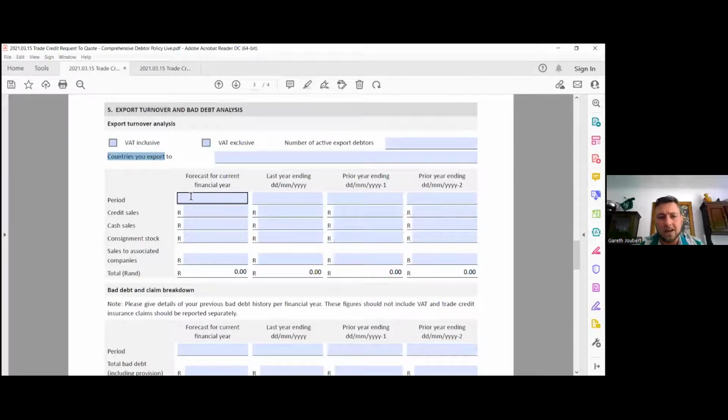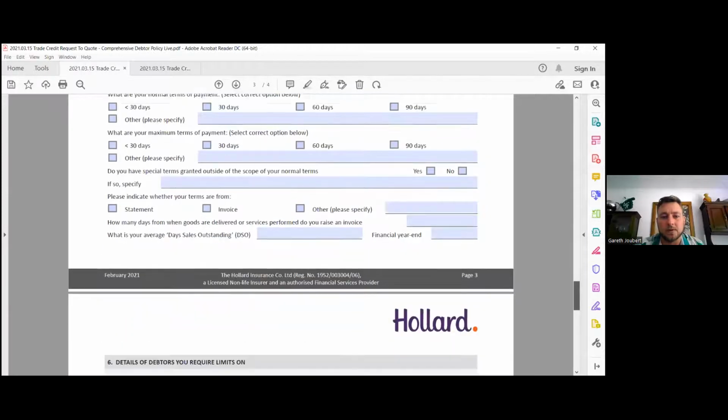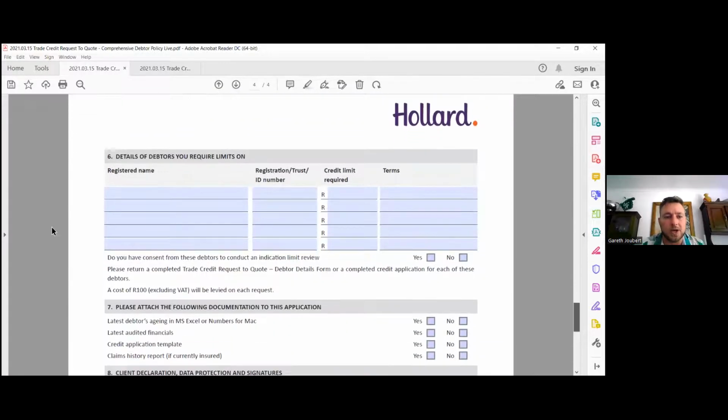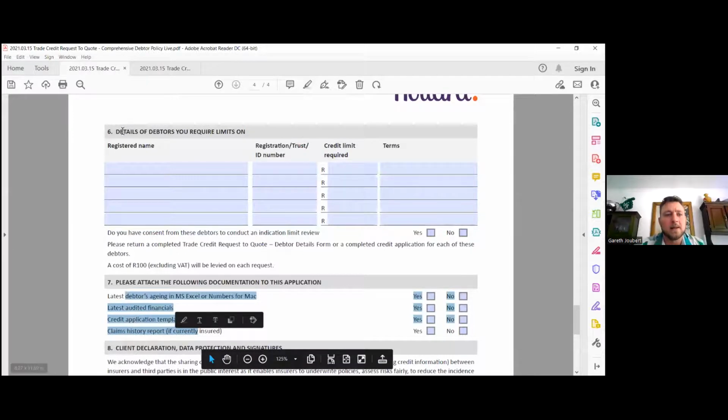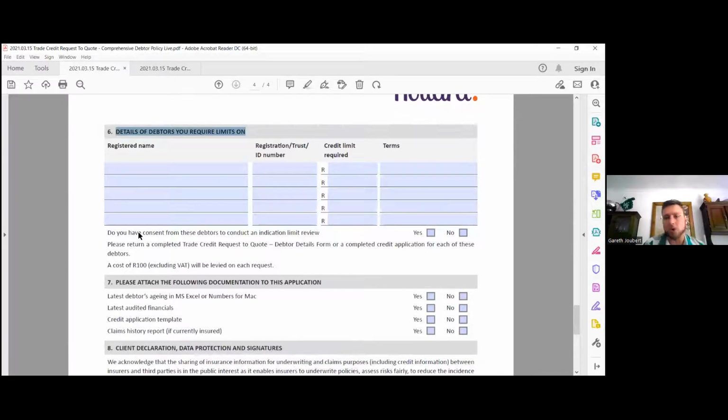But again, type in the same information, preferably in rands, so that we can obviously see what you're working with. If it's not in rands, just let us know. I think that's quite important. There's the bad debt breakdown, all the same information. Now, the last point here, because I've spoken about these already, if your client has got some buyers that they have to have cover on, also not even going to consider the policy.